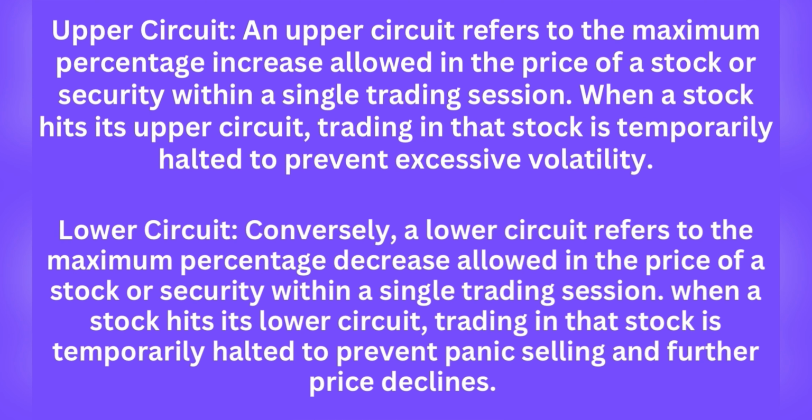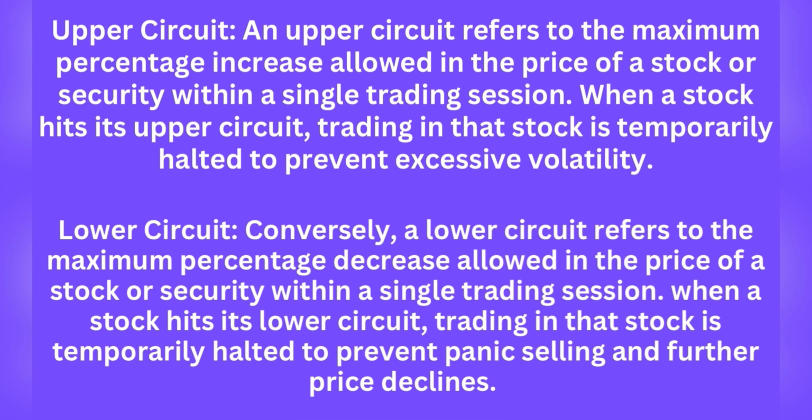An upper circuit refers to the maximum percentage increase allowed in the price of a stock or security within a single trading session. When a stock hits its upper circuit, trading in that stock is temporarily halted to prevent excessive volatility. Conversely, a lower circuit refers to the maximum percentage decrease allowed in the price of a stock or security within a single trading session. When a stock hits its lower circuit, trading in that stock is temporarily halted to prevent panic selling and further price declines.